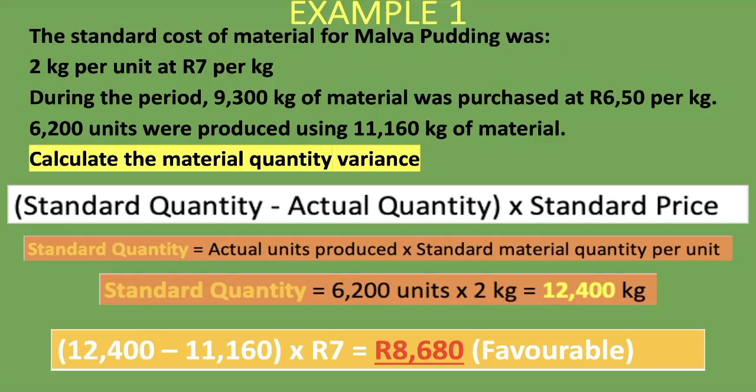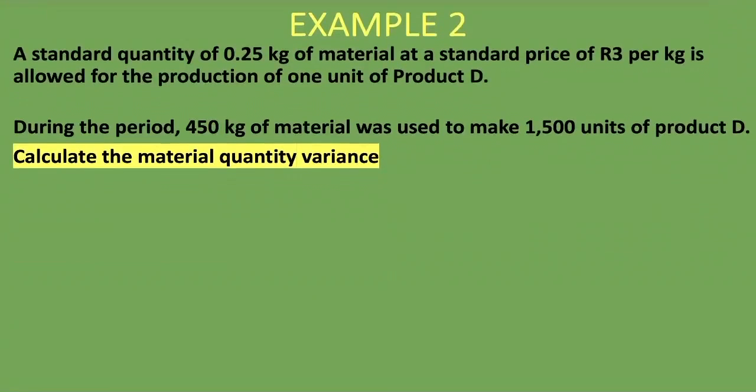Now let's look at our second example for you to test your knowledge of what we have been doing on the material quantity variance. Well, here's our second example. Now what I want you to do here is to try and calculate the material quantity variance before you look at my solution. So pause the video here and attempt it yourself, and then you can continue and compare your answer to mine to gauge how your understanding is of calculating the material quantity variance. You can go ahead and do that. I hope you have done that. Now let's look at the material quantity variance.